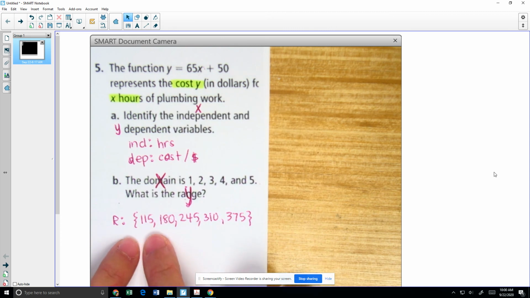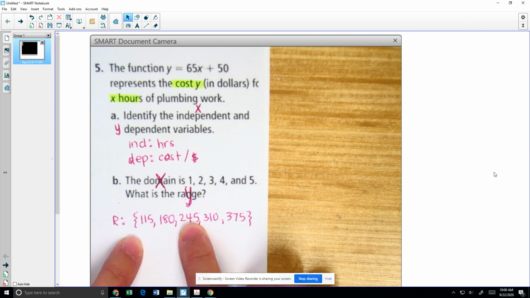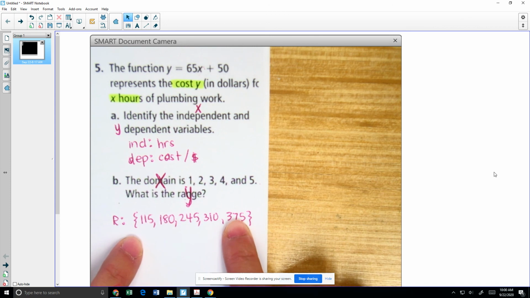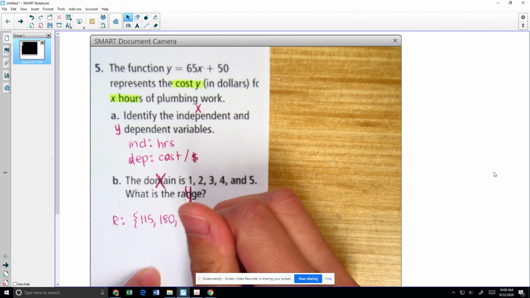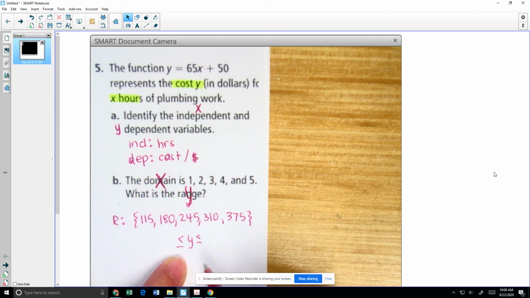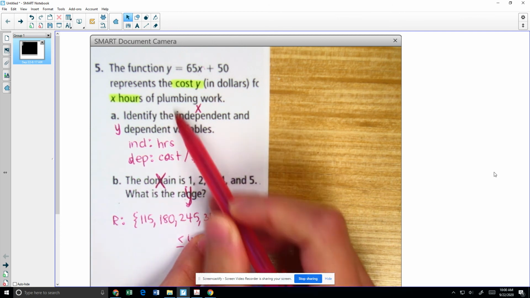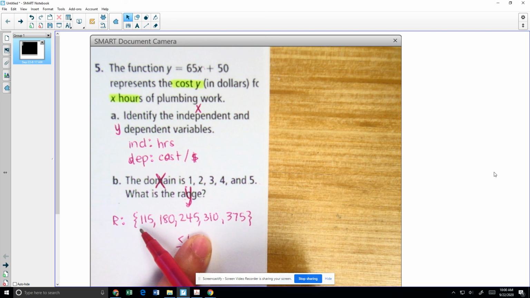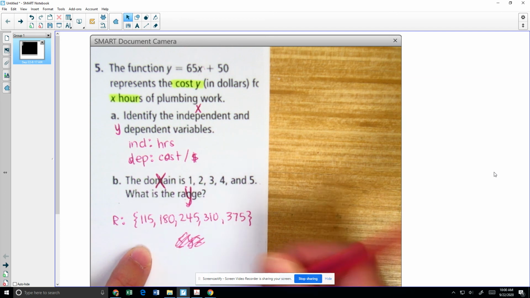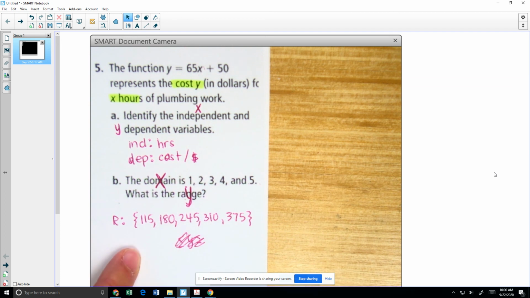But do you see how my range is a number, comma, number, comma, number, comma, number? That's because the domain they gave me was a number, comma, number, comma, number. So I don't write my range like this because I don't have a left side to a right side. I just have number, number, number, number. So give me answer, answer, answer, answer after I plug it in. Okay, are there any questions?